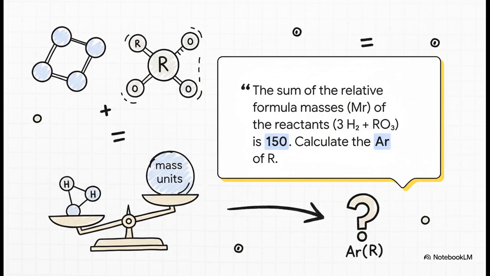The trick here is to work backwards. We need to figure out the mass of the bits we do know, hydrogen and oxygen, to figure out the mass of our mystery element, R.